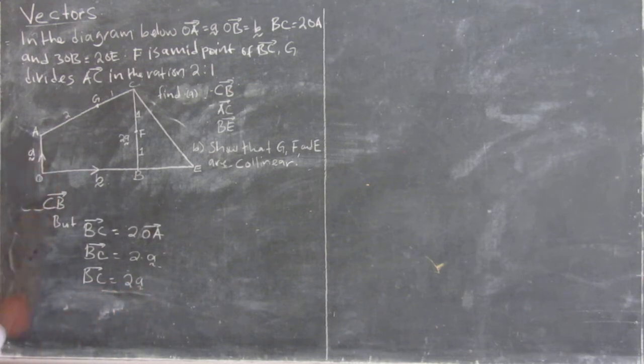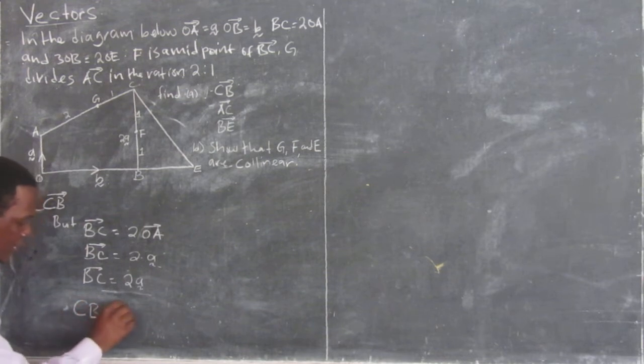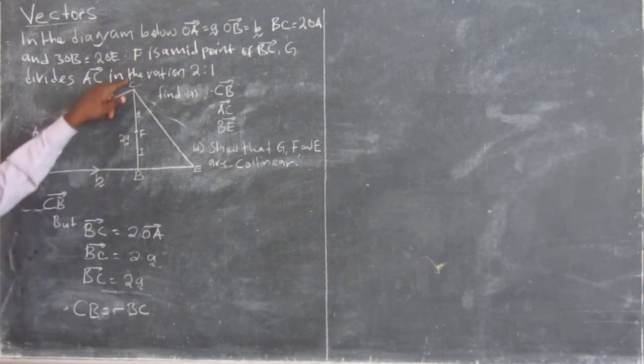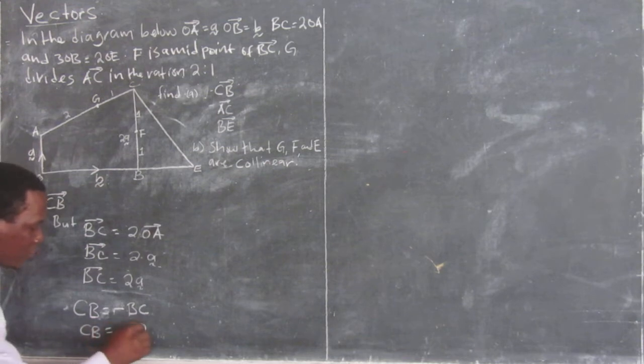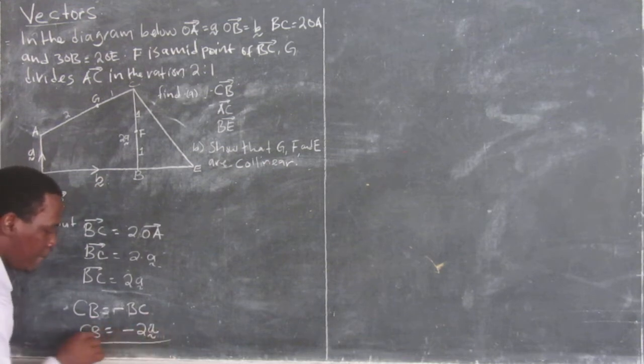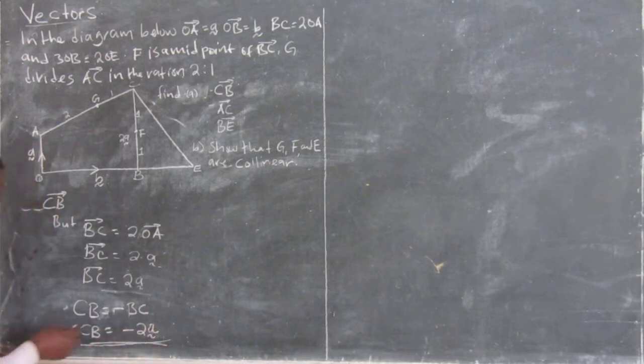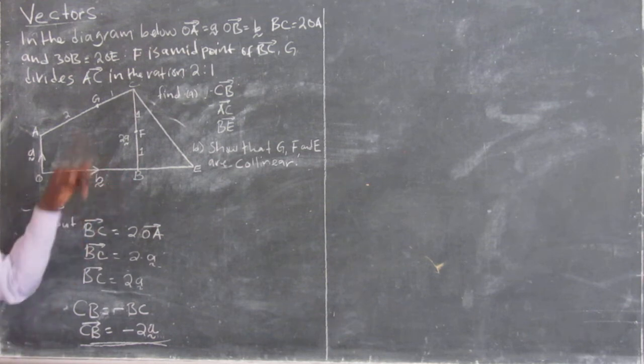But the question wants us to get CB. CB is going to be the negative of BC. Because here we have BC, and the question wants us to get CB, meaning that we are moving in the opposite direction of BC. Therefore, our CB will be the same as negative 2A. And that's our answer. In this case, the vector CB will be negative 2A. Reason being, we are moving in the opposite direction of BC.